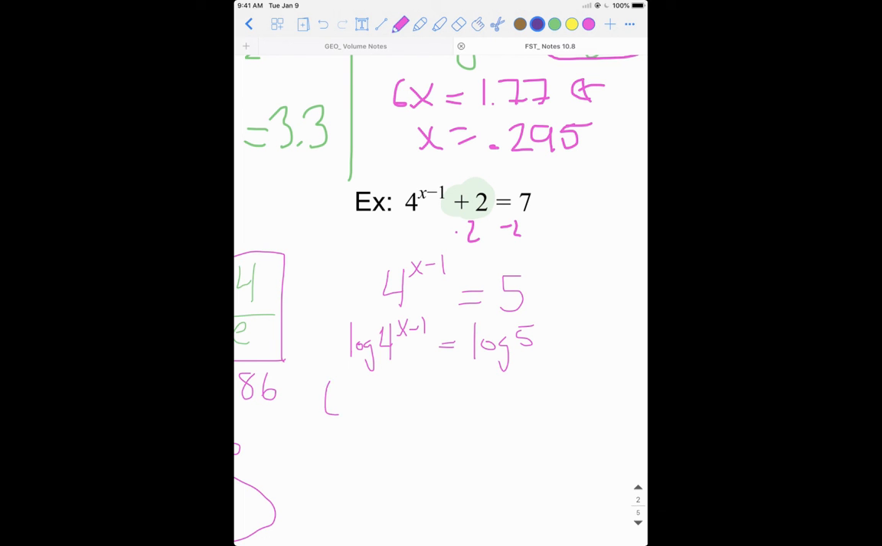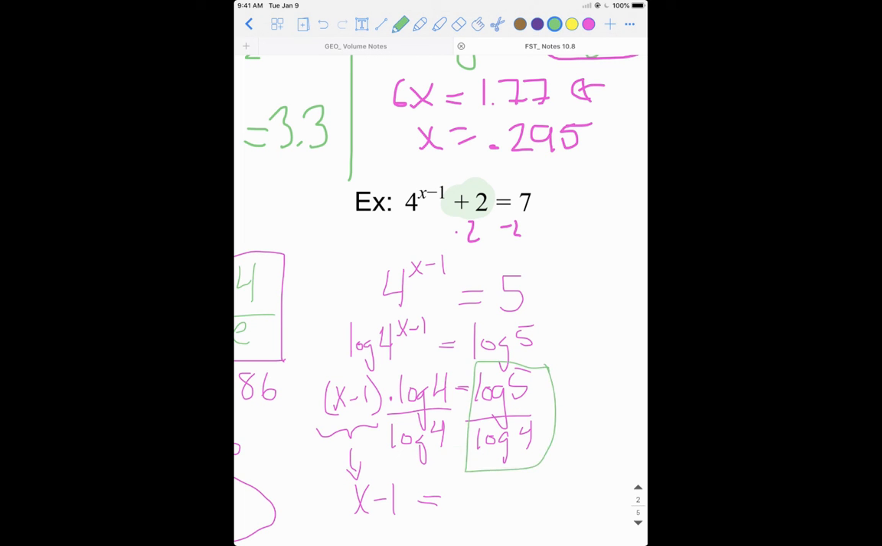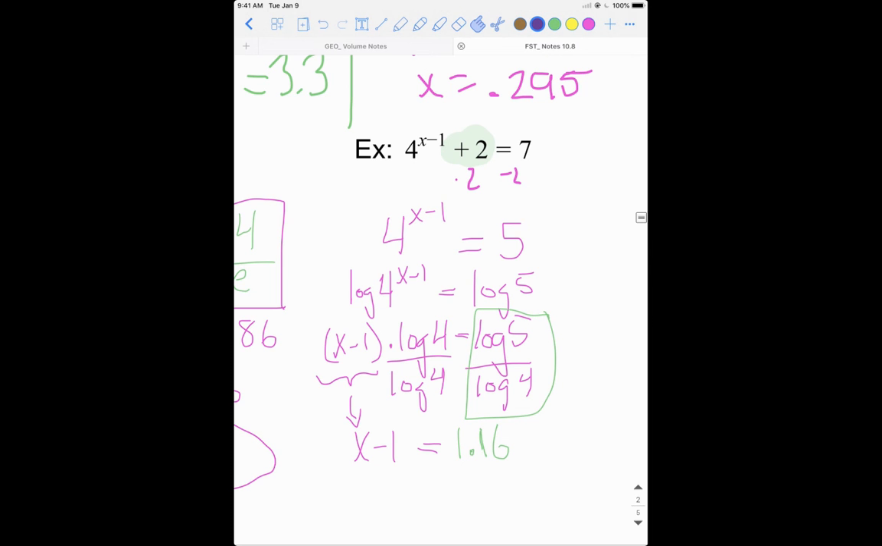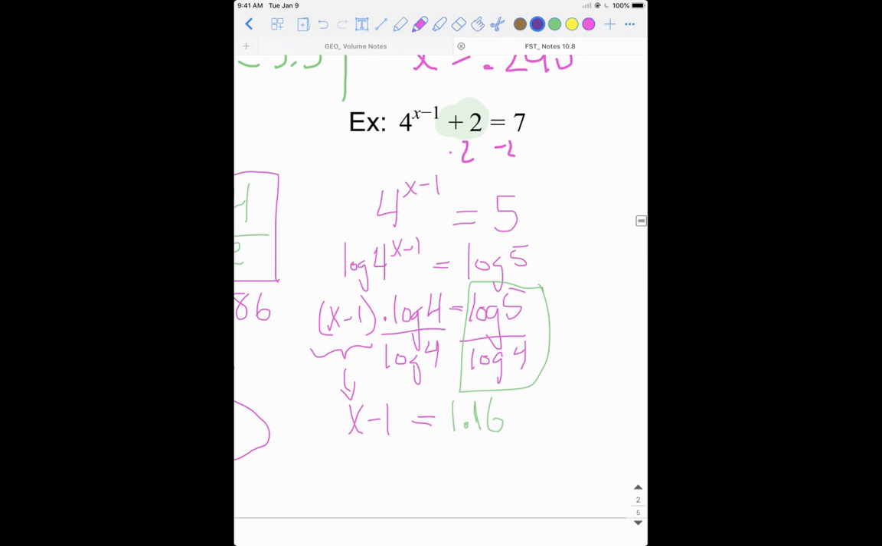And that lets us bring down this x minus 1 times log of 4 equals log of 5. Just like we've done in the previous, divide by our log of 4. That gets us x minus 1, right, because this part got brought down, is equal to, let's compute this part, log of 5 divided by log of 4, which gets you about 1.16. And then from there, lastly, hopefully you're like, okay, all I got to do is add 1 to it. So we add 1, and we get x equals 2.16.